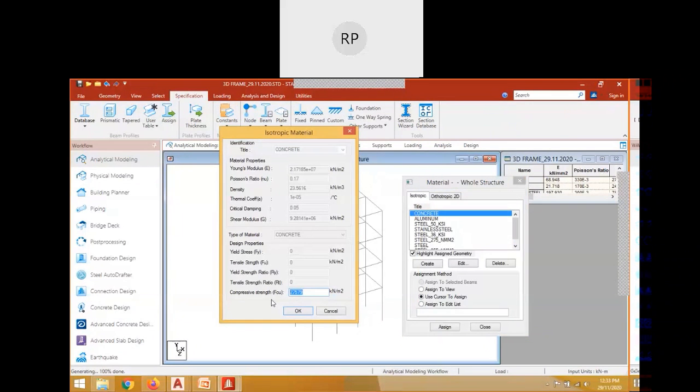For M30, the FCU value, the compressive strength of the concrete, is 30,000 kilonewton per meter square. Remember, the unit is already set. We are doing this in kilonewton per meter square, so it should be 30,000 kilonewton per meter square.